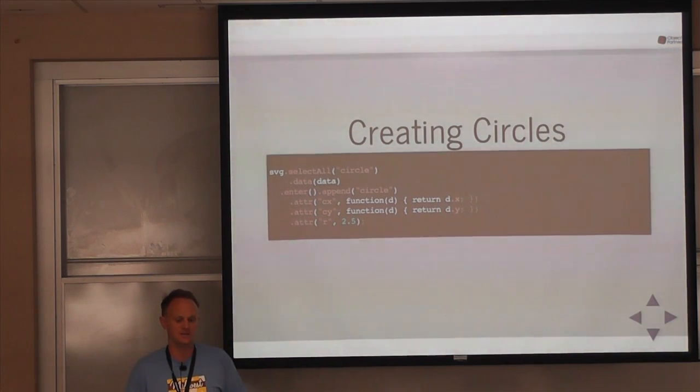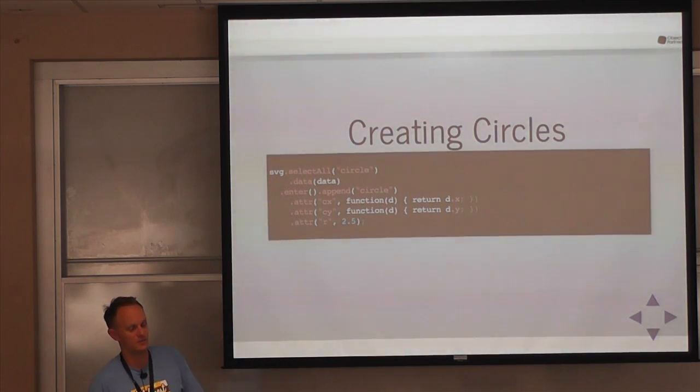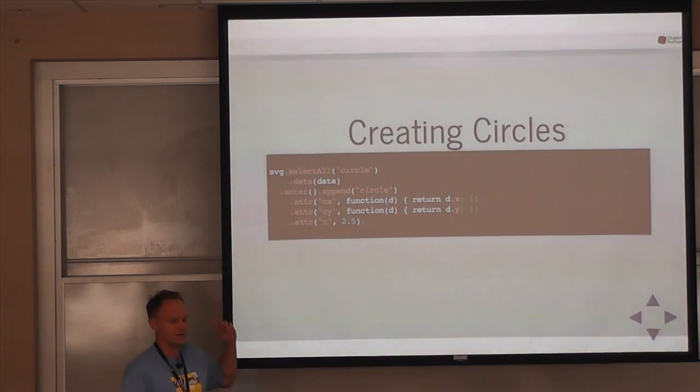I'm binding some data to it. And for each thing in my enter block now, I'm appending a circle. So I'm creating a circle on my DOM. The center X is just my data. I'm assuming that my data has an X element and a Y element. So I'm setting my center X and center Y and a radius of 2.5.